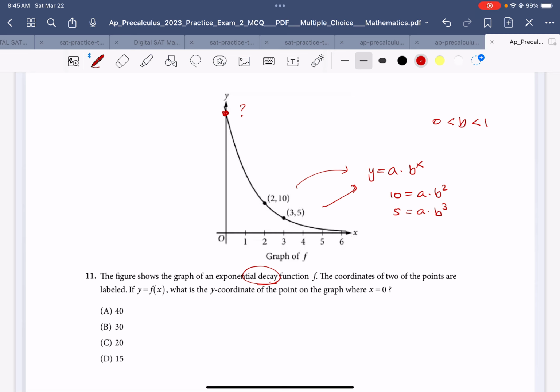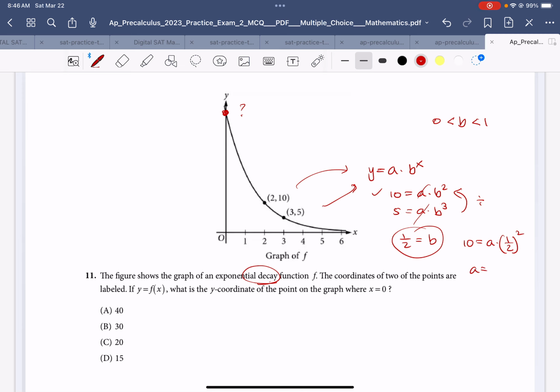Now you can divide like this. So 5 divided by 10 is 1/2, and the a cancels out when you divide, and then b cubed over b squared is just b. So I got the b value. Now you can plug it into the first one to get the a value. So 10 equals a times b, which is 1/2, squared. So that means a should be 40.